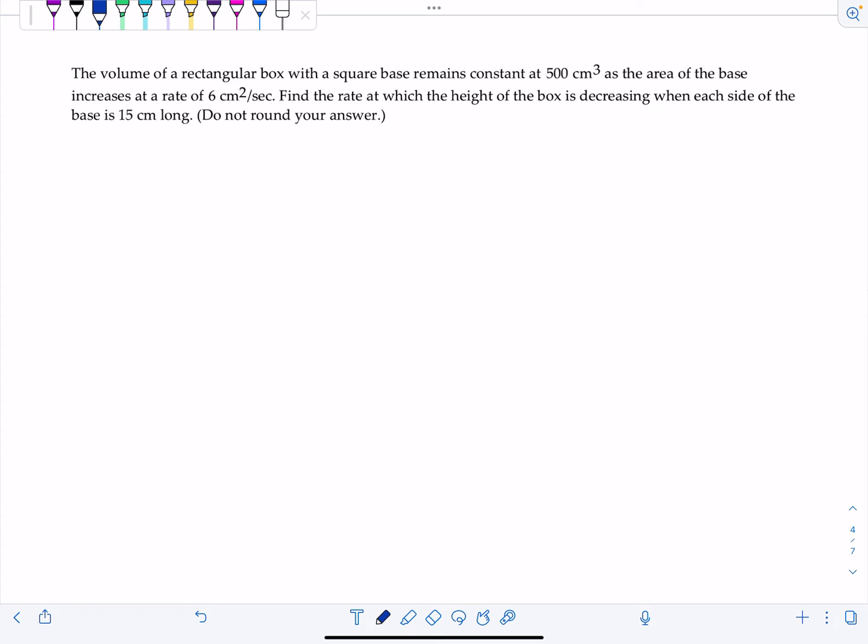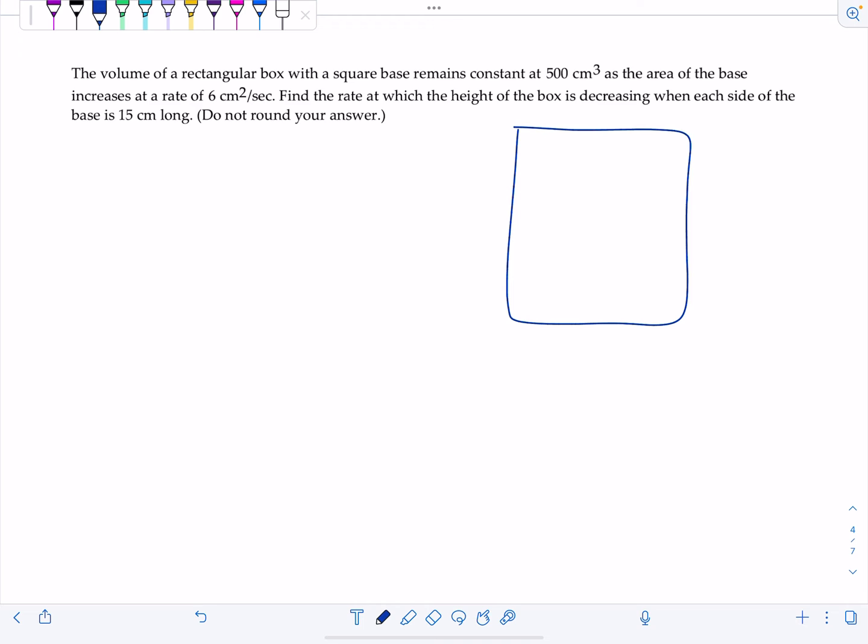So the volume of a rectangular box with a square base remains constant at 500 centimeters cubed as the area of the base increases at a rate of 6 centimeters squared. Find the rate at which the height of the box is decreasing when each side of the base is 15 centimeters long, and don't round your answer. So here's what's going on.